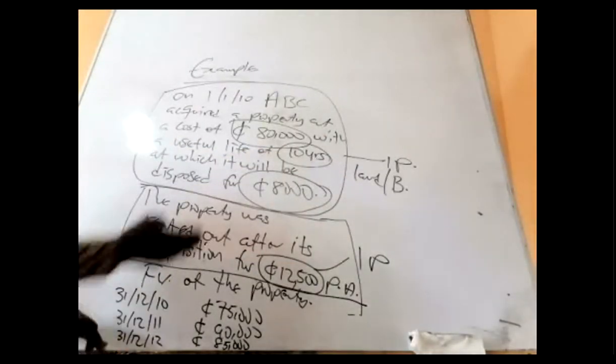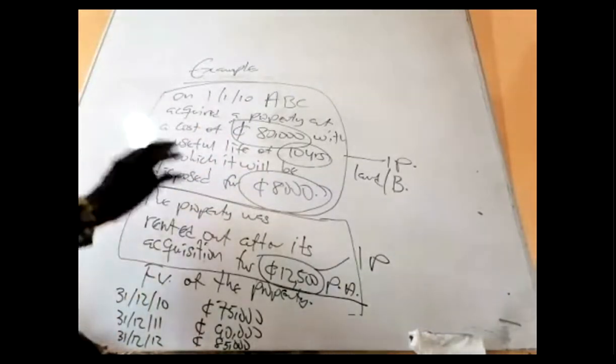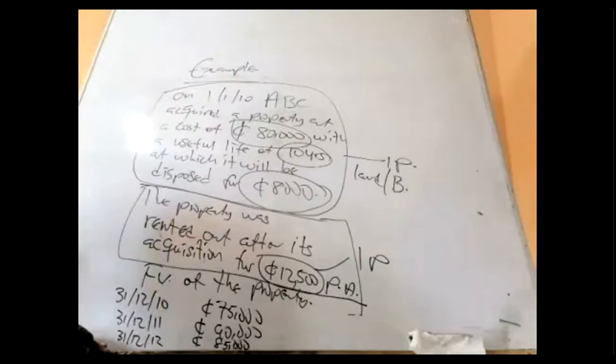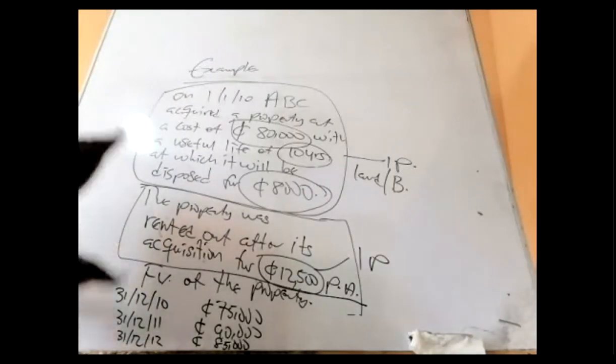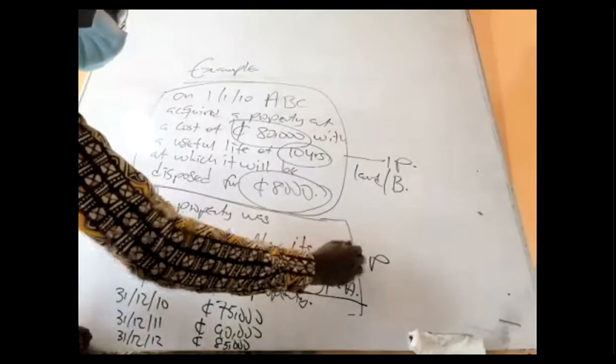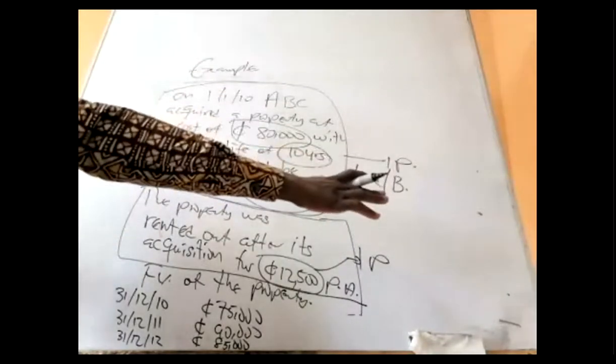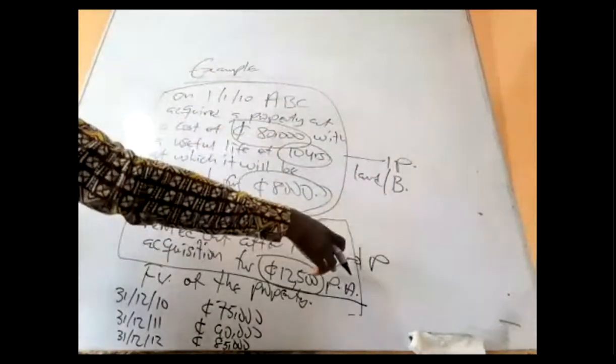The mere fact that you've acquired property does not make it what? An investment property. It will become an investment property if you are renting it out or you are not using it. So let's take note of that point. So this makes it an investment property. This one just makes it a mere property. A mere property. And this one makes it an investment property.